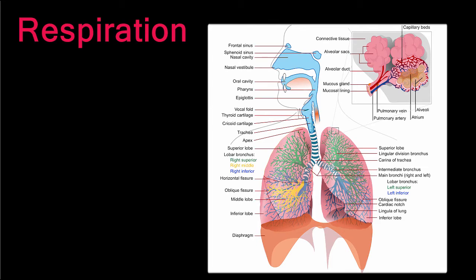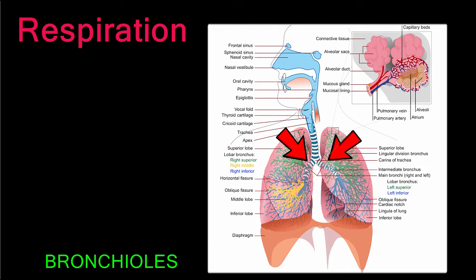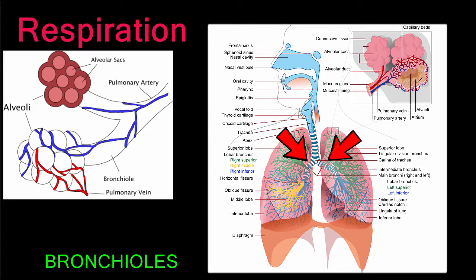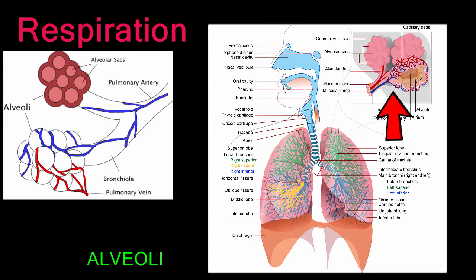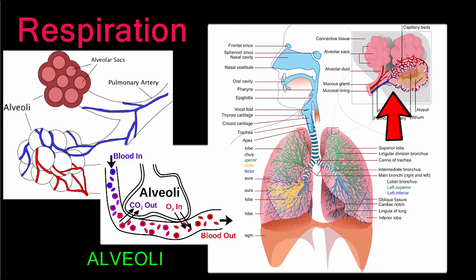The trachea splits into two branches called bronchioles, which lead to the lungs. The bronchioles continue to split and branch, eventually leading to a cluster of alveoli. Alveoli are small air sacs surrounded by a network of capillaries. It is here that oxygen and carbon dioxide diffuse into and out of the blood.